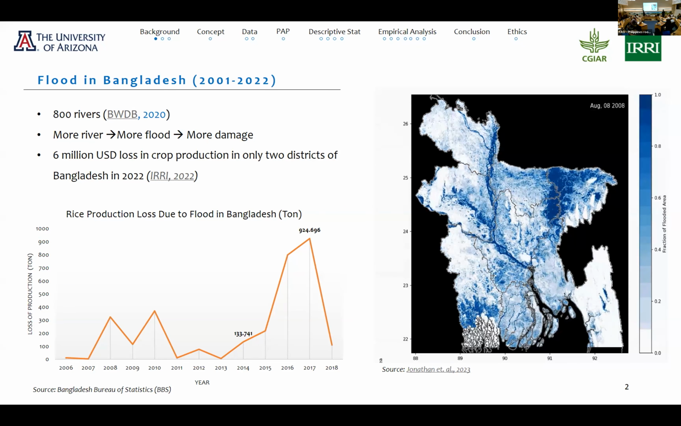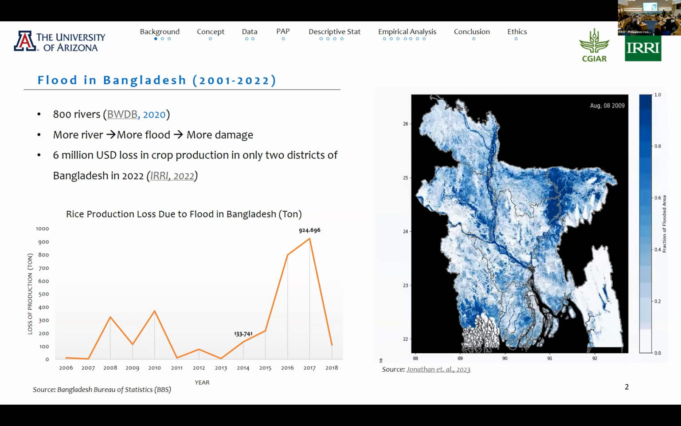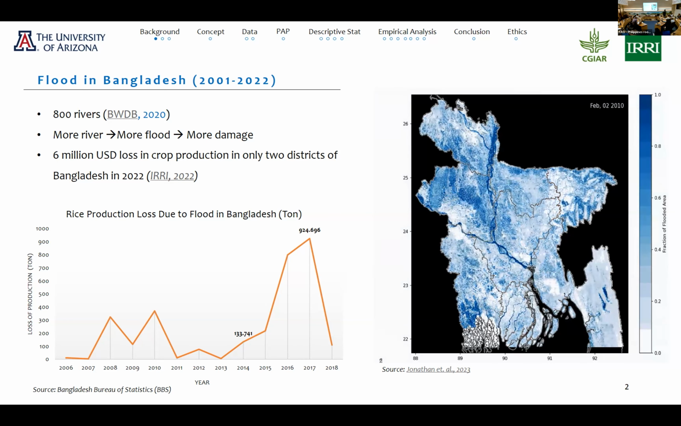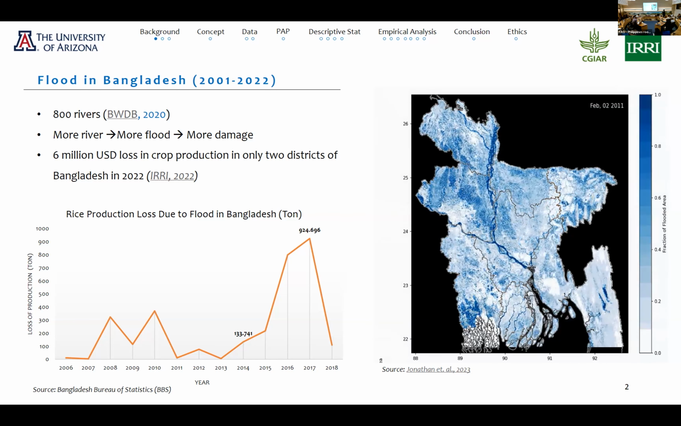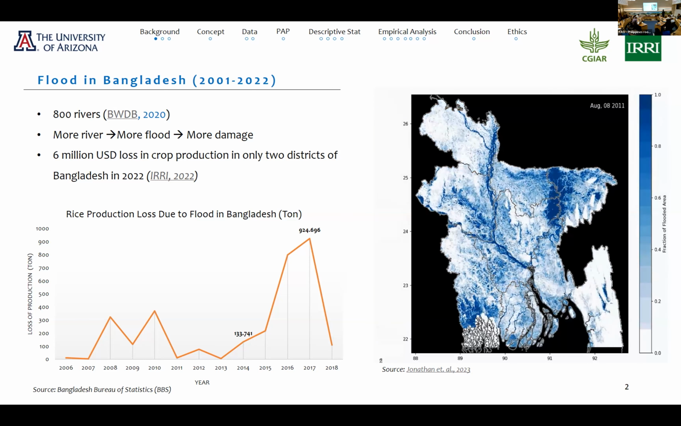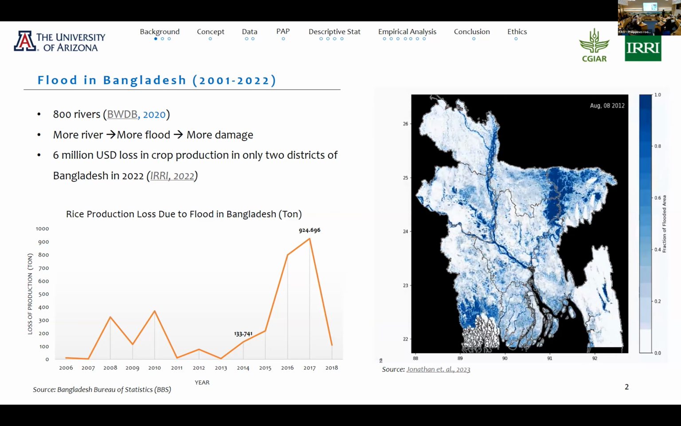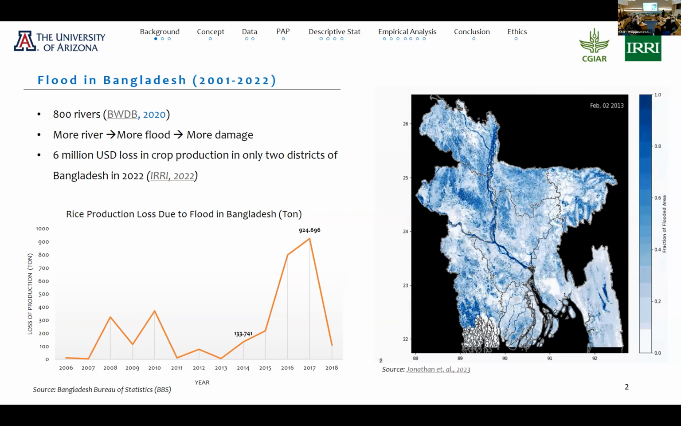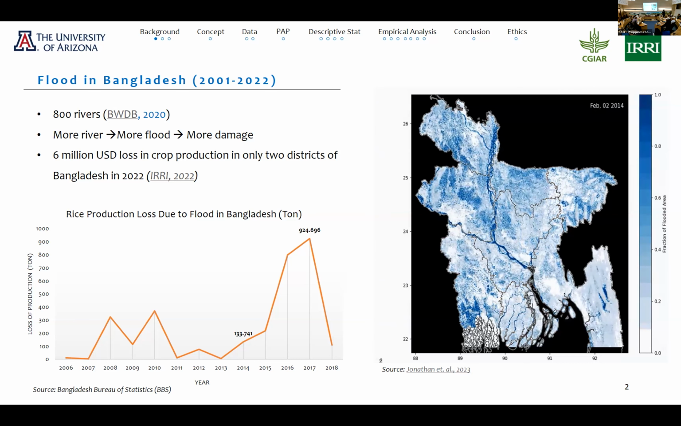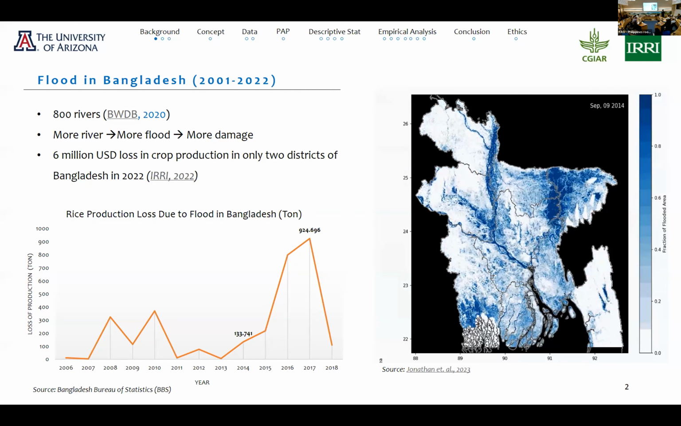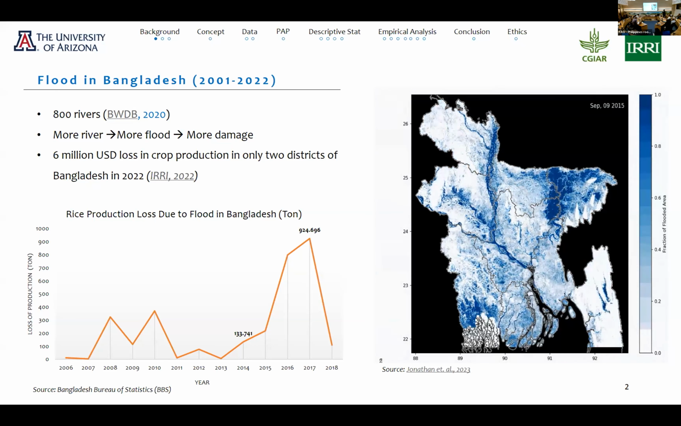Okay, so with this many rivers, when a flood situation occurs, it causes a lot of damage to agriculture, in particular to rice production. As you can see on this map, the animation shows how the flooding starts with the rivers from the coastal areas to inland, and you can see how this has been progressing, thanks to the remote sensing expert from the University of Arizona for developing this map. You can also see on the graph on the left the loss due to flood in Bangladesh over time.